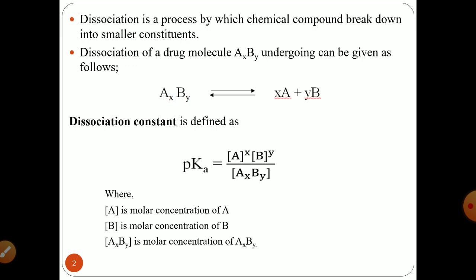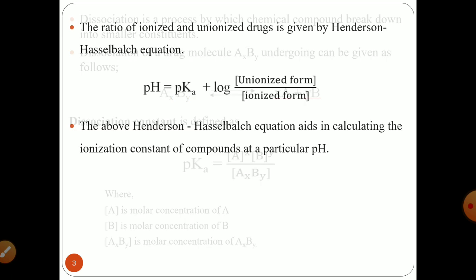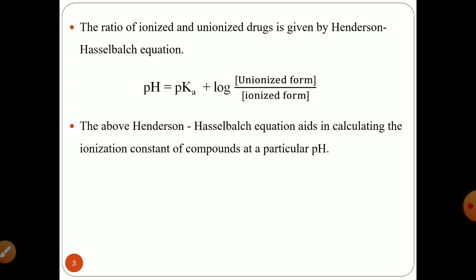In the same way, the degree of dissociation determines the relative amount of ionized and unionized form of the drug. A weakly acidic drug or weakly basic drug may influence the process of distribution, and once distribution is influenced, you have ionized drug and unionized drug. The ratio of ionized and unionized drug in terms of dissociation constant is given by the Henderson-Hasselbalch equation.